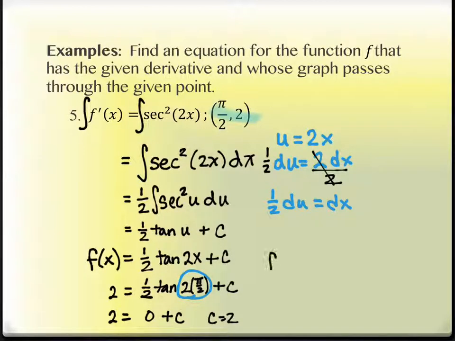So my specific antiderivative, or the equation that matches this information about going through this specific point, is actually 1/2 tangent of 2x plus 2.